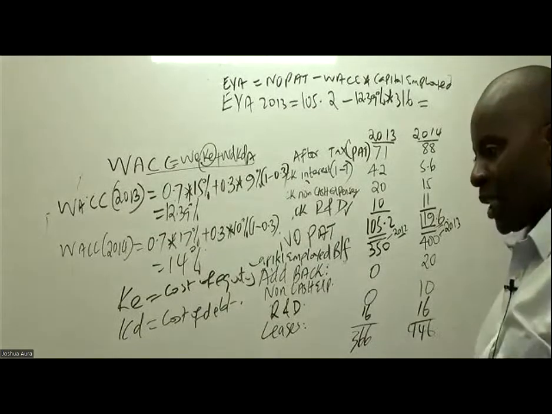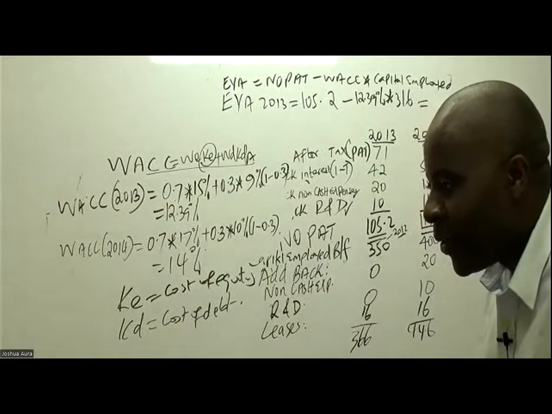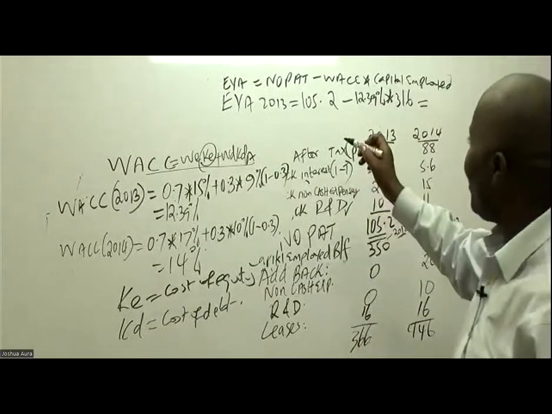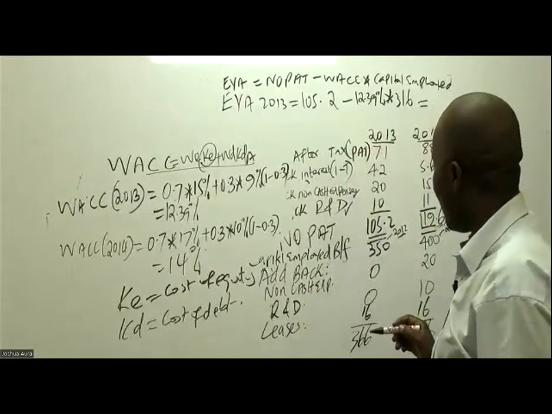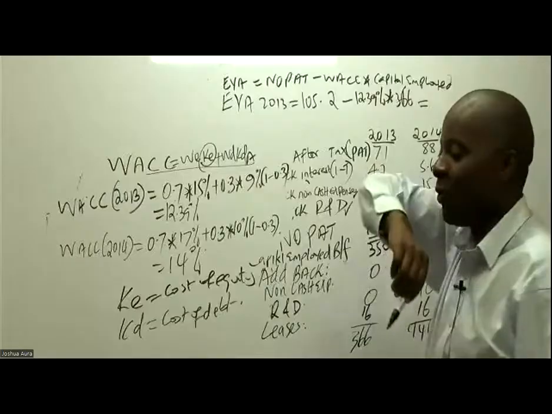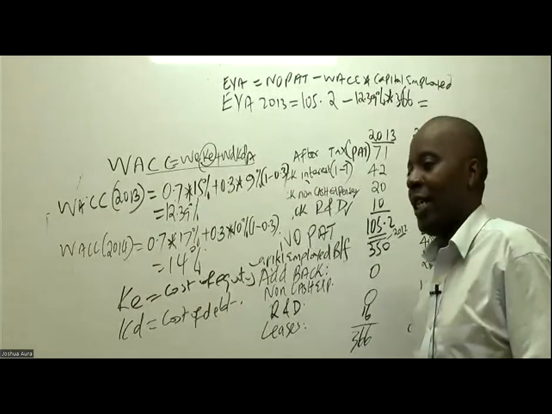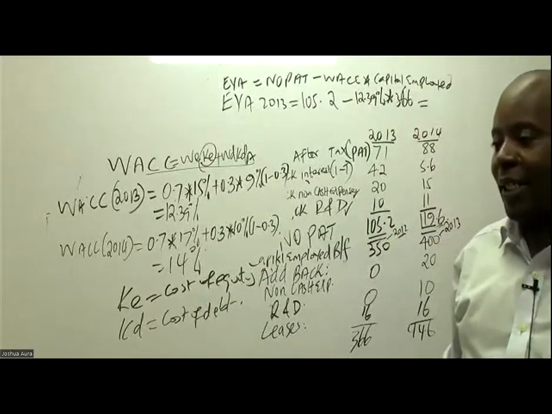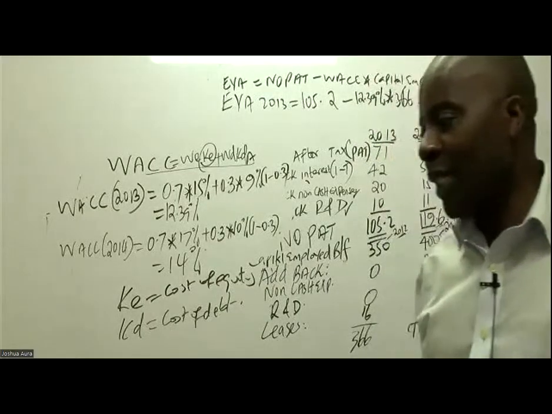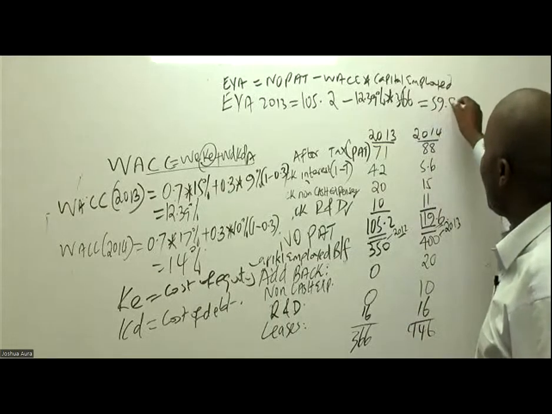So Doreen, that tells me 366. It can't be 300. Oh, 2013. Oh, okay, 366. Thank you so much for correcting us. 366, which at the end of the day gives me 59.85.